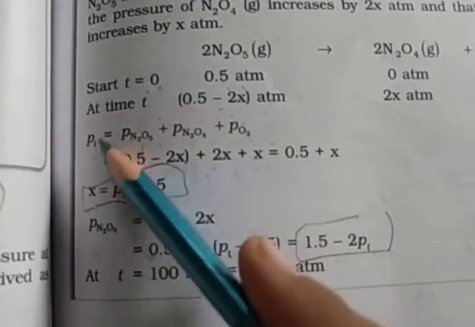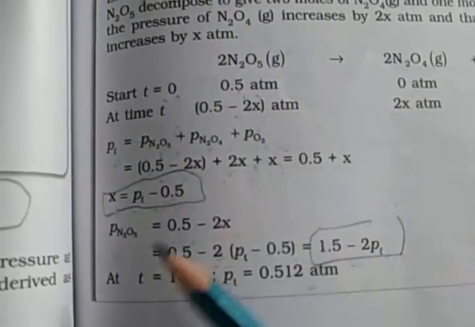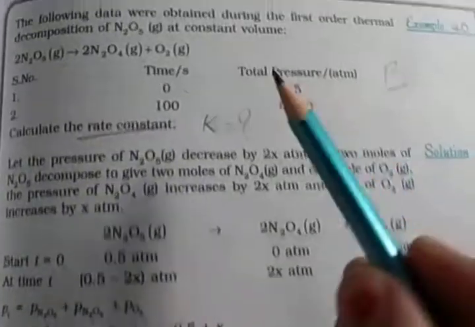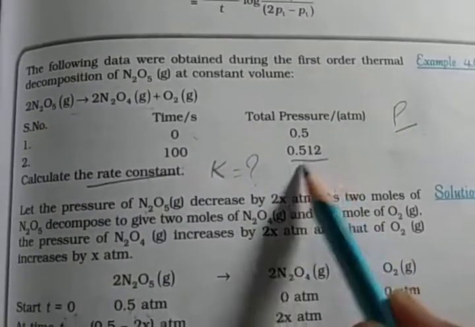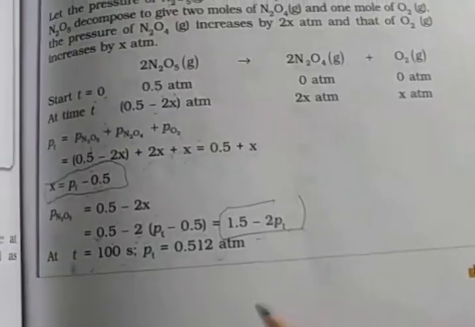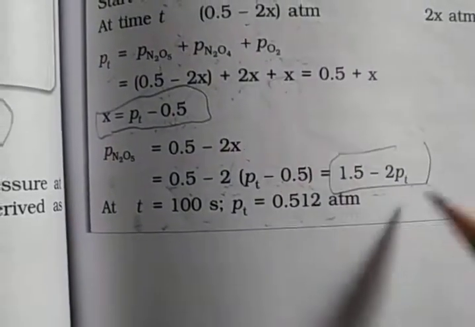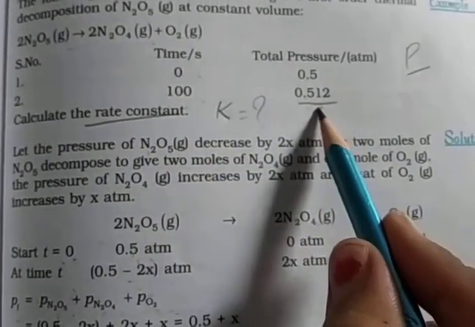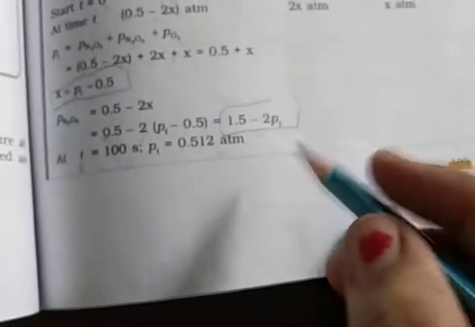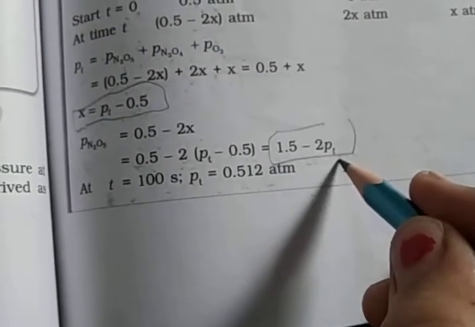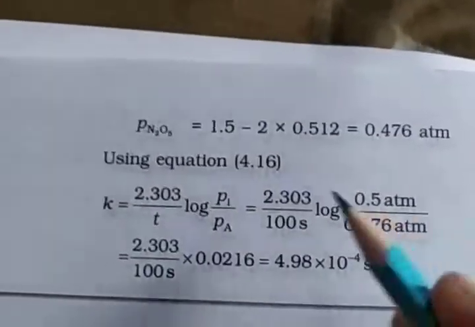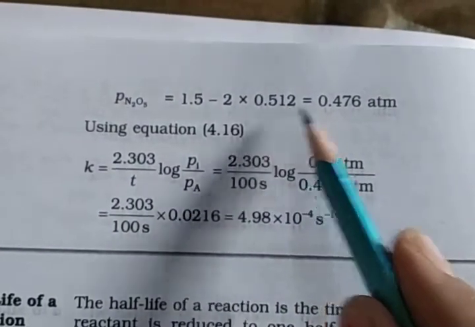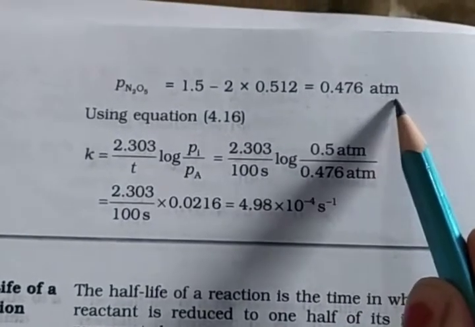This is the expression for the pressure at time T. At time T equals 100 seconds, the Pt value is 0.512, given. Right? The pressure is given as 0.512. So here Pt is the required value, the pressure at time T of 100 seconds. So put the value 0.512 in place of Pt. So here you see PN2O5 equals 1.5 minus 2 into 0.512, which is 0.476 atm.